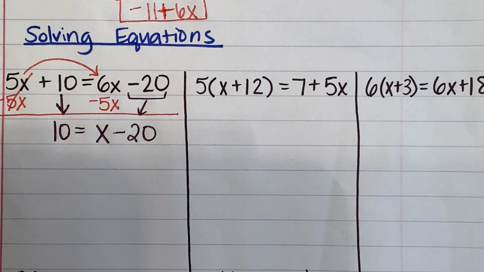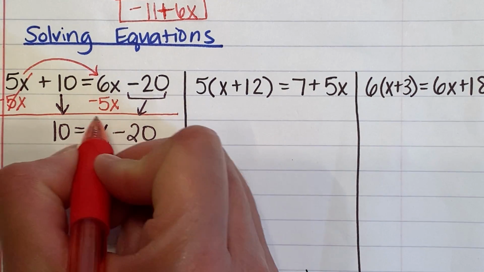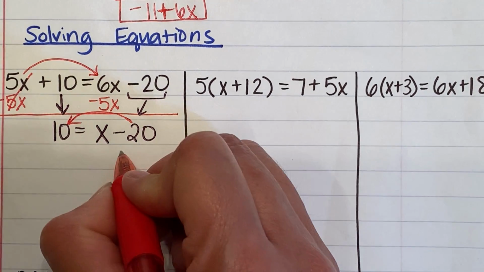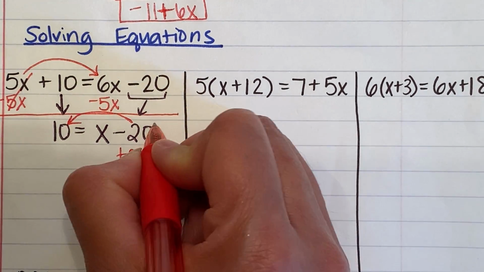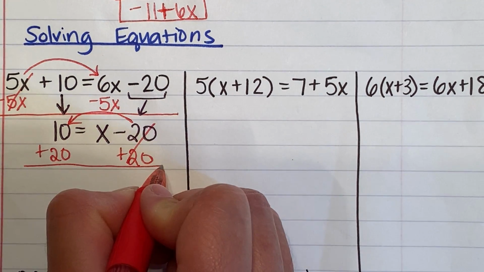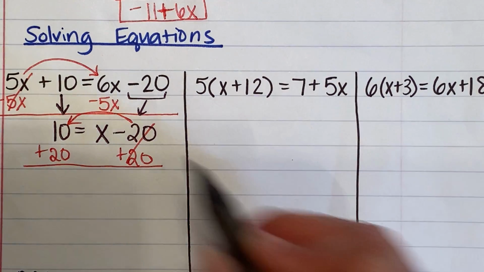My last step is to get rid of this negative 20. Because I moved my variables to the right, I need to move my numbers to the left. So I'm going to add 20 to itself so that it cancels and goes away. Add 20 to 10 because those are like terms. Now I just need to simplify from here.